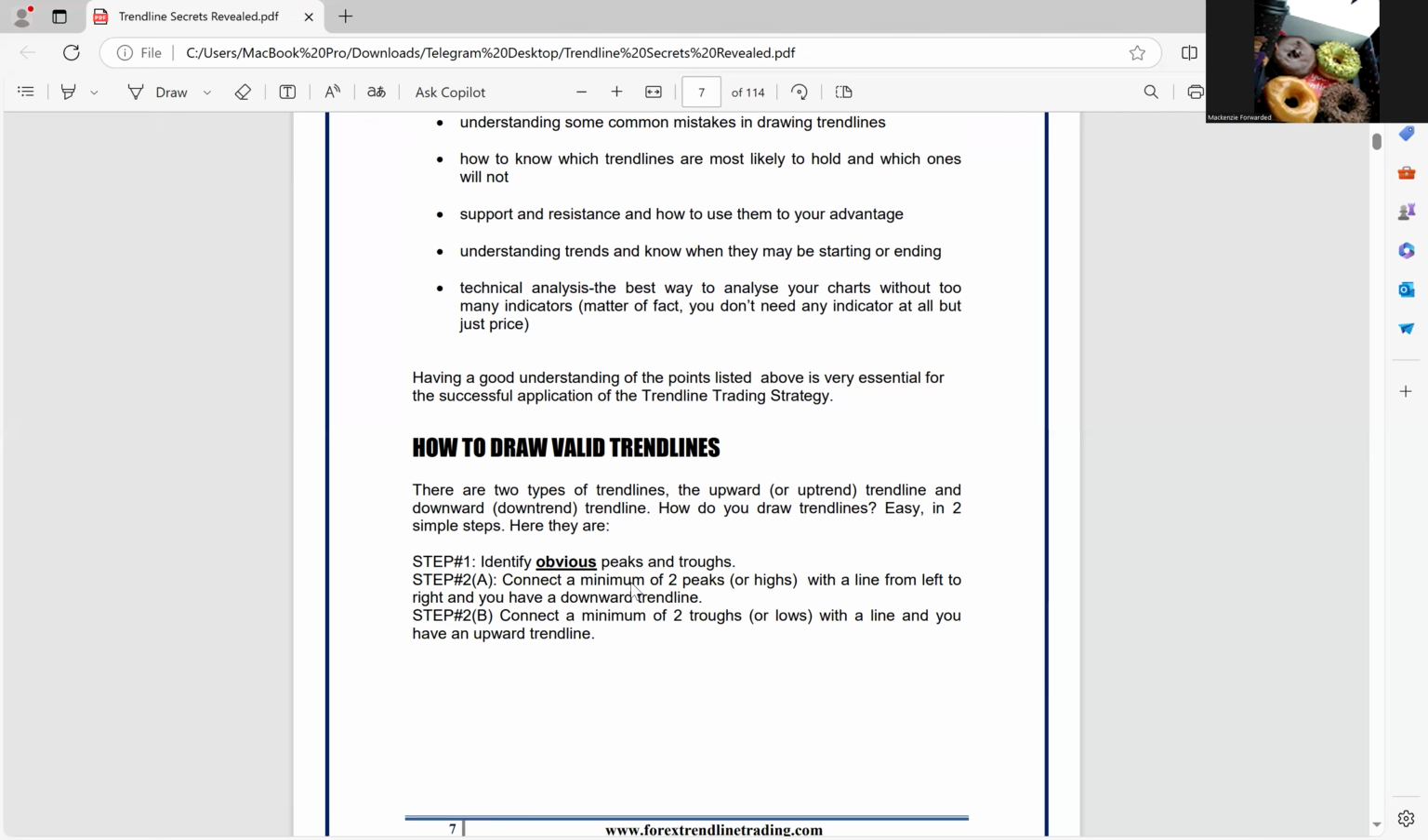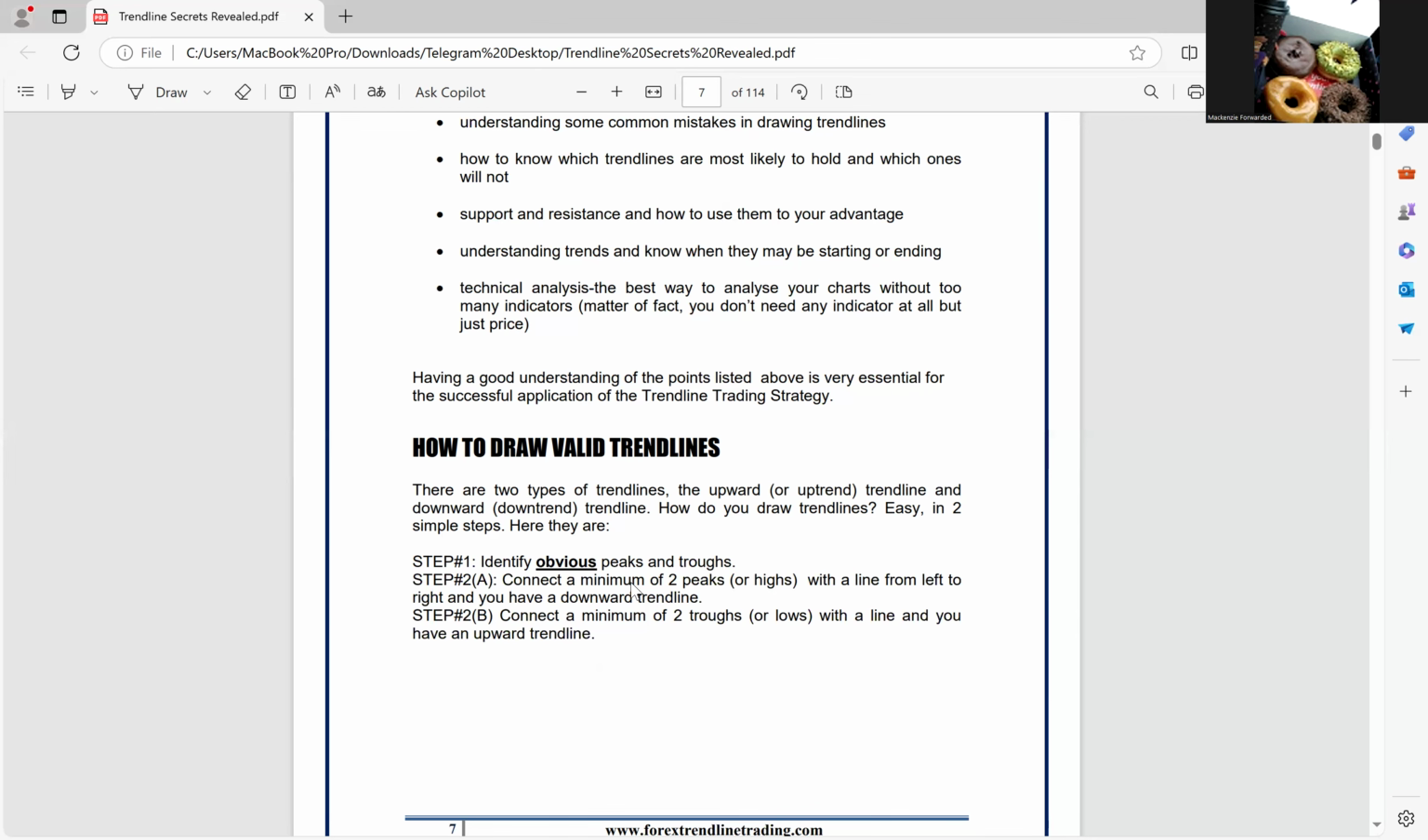So let's go back to it. We talked about how to draw valid trend lines. There are two types of trend lines, upward and downward trend line. And how do you draw a trend line? Easy, simple steps. Identify obvious peaks and troughs. That's step 1. Step 2A, connect a minimum of 2 peaks or highs with a line from left to right, and you have a downward trend line.